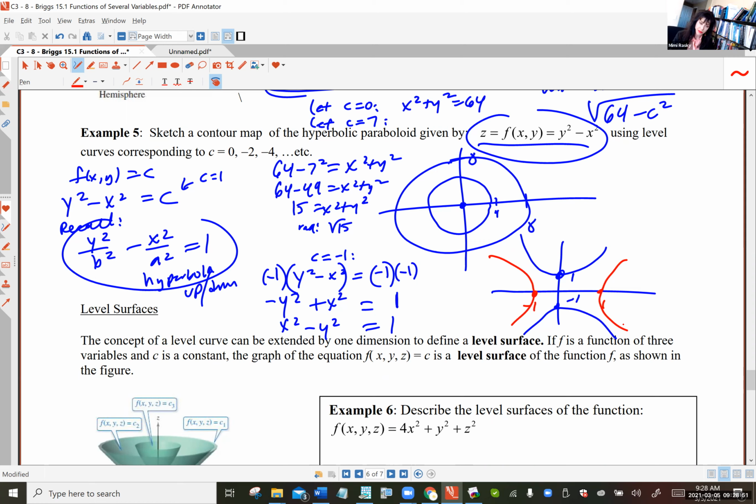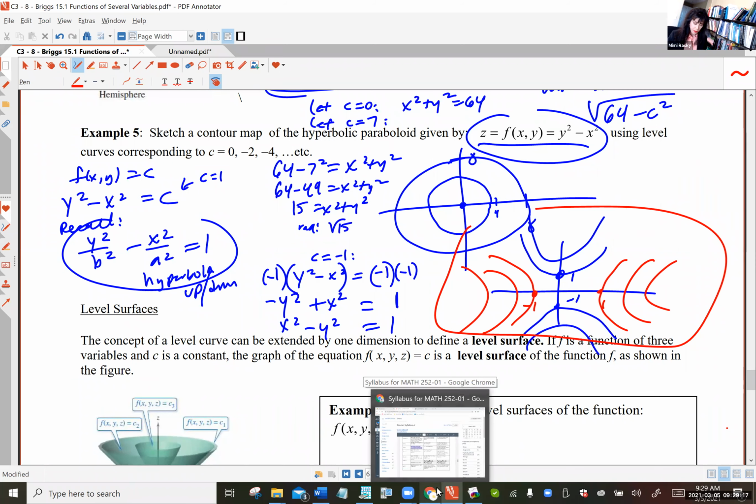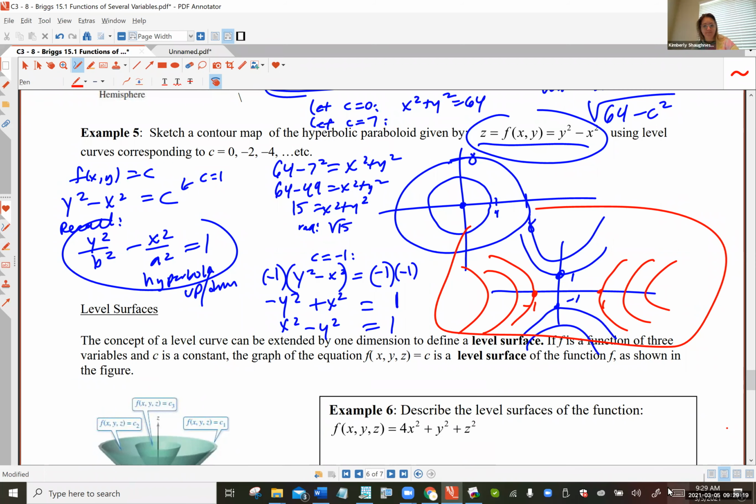Ooh, that's weird. So it's going to turn out for positive C values, you'll get up-down hyperbolas. And if you substitute negative values for C, you'll get a family of left-right hyperbolas. So this is what the contour map looks like for this surface. Pretty cool, huh? Maybe you don't think it's cool.